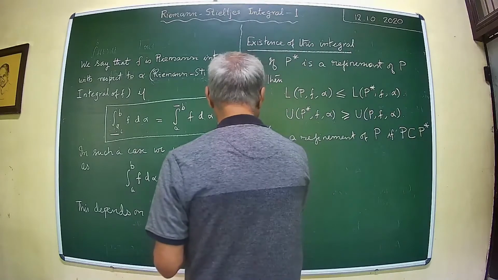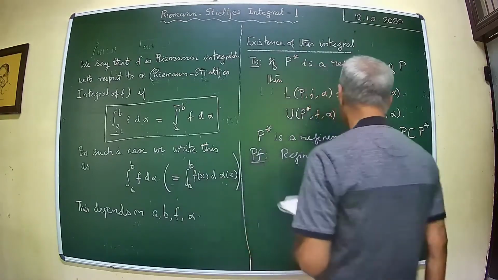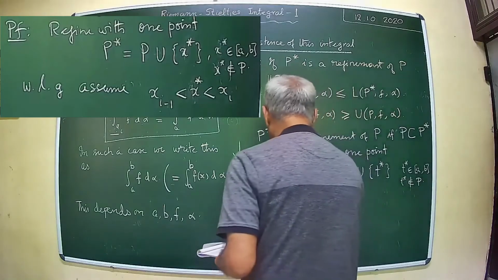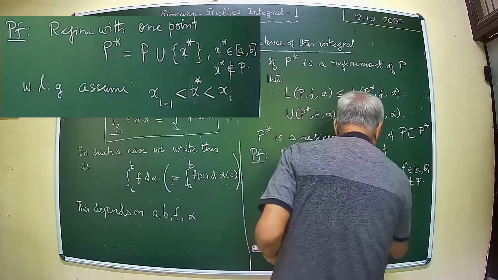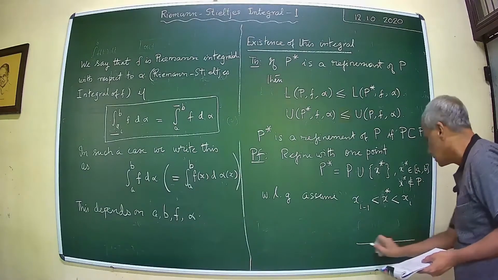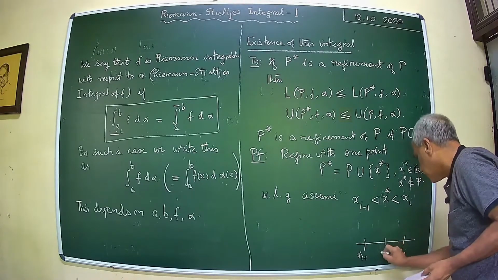For the proof I just give an outline, but you do it. Refine P with one point x star belonging to the interval [a, b], x star not in P. Then P star equal to P union the singleton x star is a one point refinement of P. Without loss of generality, assume x_{i-1} is less than x star, which is less than x_i. Now what do I have? I have x_{i-1}, x_i, and I am introducing a point x star here.